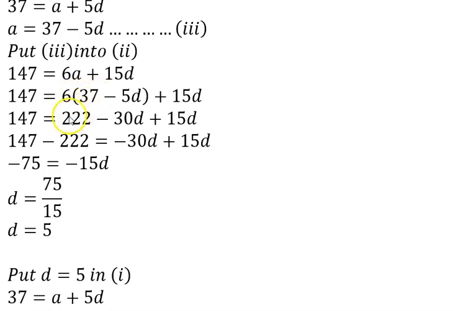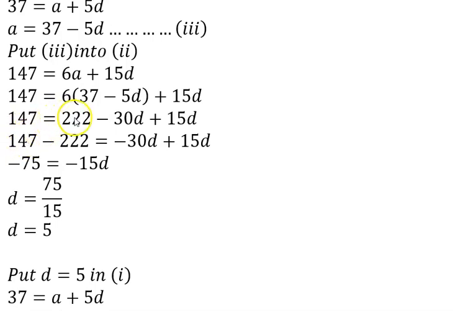6 times 37 will give us 222 minus 6 times 5D will give us what? 30D. So we come here plus 15D. Beautiful. So let's collect our like terms. We have 147 here already.